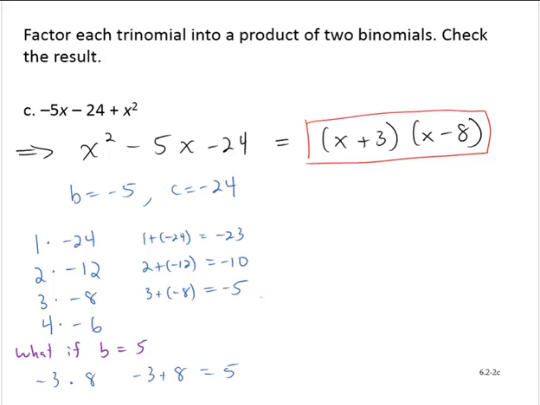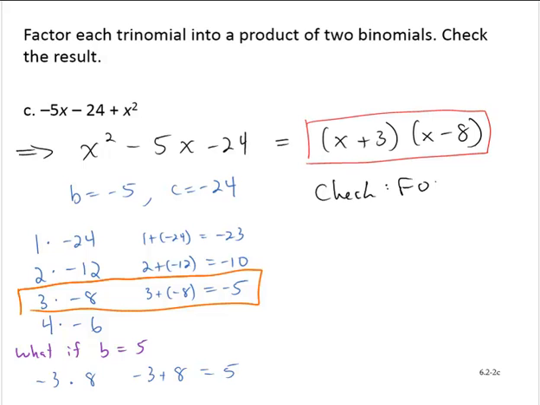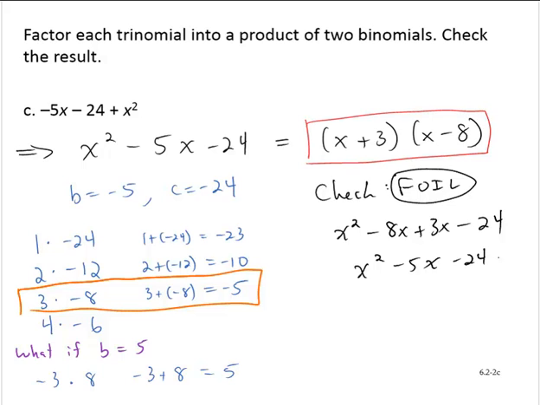Alright, so that's my factored form. Let's check with FOIL. So x by x is x squared, x by negative 8 is negative 8x, 3 by x is plus 3x, and the last, 3 times negative 8, negative 24. Combining the like terms gives x squared minus 5x minus 24. That checks out, and I can be confident in my factored form.